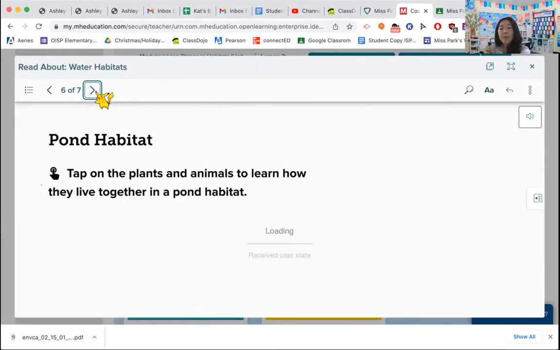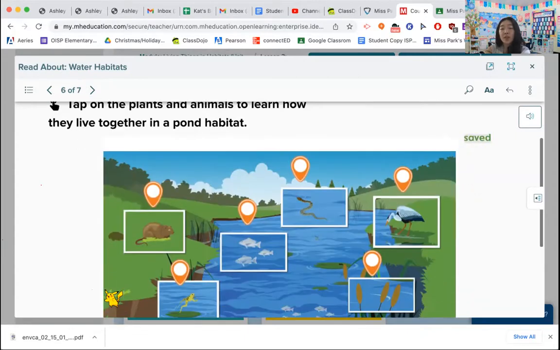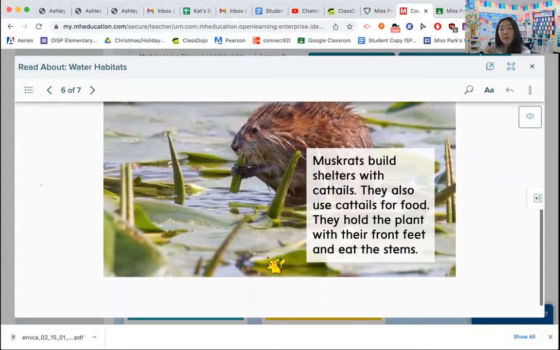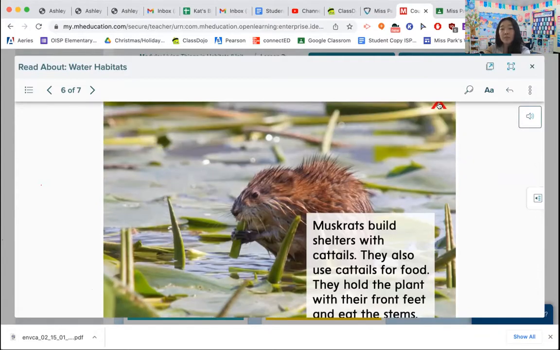Okay. Pond habitat. Tap on the plants and animals to learn how they live together in a pond habitat. So here we have muskrats. They build shelters with cattails. They also use cattails for food. They hold a plant with their front feet and eat the stems.